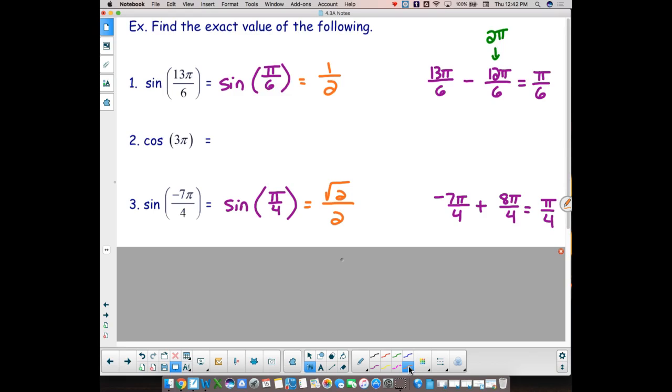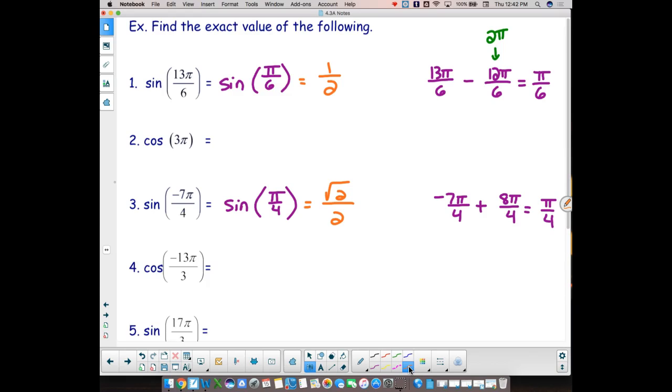What I'd like you to do now is the remaining 5 questions there at the bottom of page 2 of your Obviosities packet.